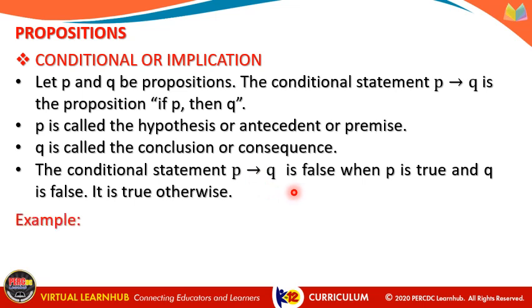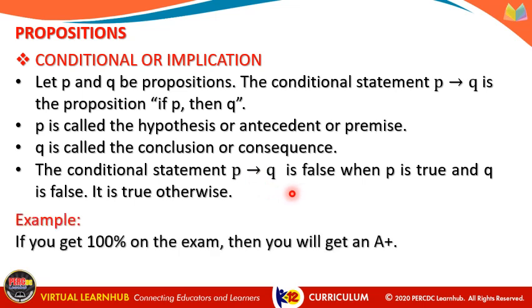Let's have an example. If you get 100% on the exam, then you will get an A+. If you are going to identify what is the antecedent here, again, the antecedent is this one: you get 100% on the exam. What is the consequent? The consequent is this: you will get an A+. So this is a conditional proposition.